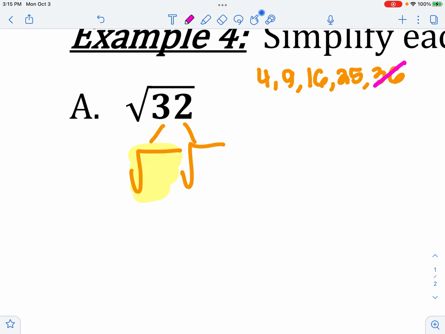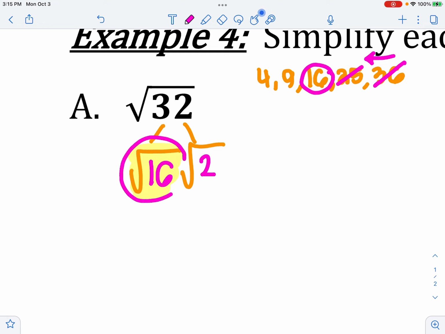So I don't need to even consider 36. So now I want to work this way. I want to see the biggest numbers. That's why I want to work that way. I can just say 4 goes in there, but that's not the biggest number. 25 doesn't go in there, but 16 does. So this number right here is 16. 16 goes into 32 twice. And then whatever you write down here is always simplifiable. The square root of 16 is 4. So this is 4 root 2.